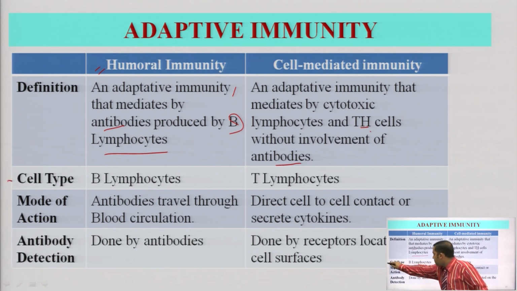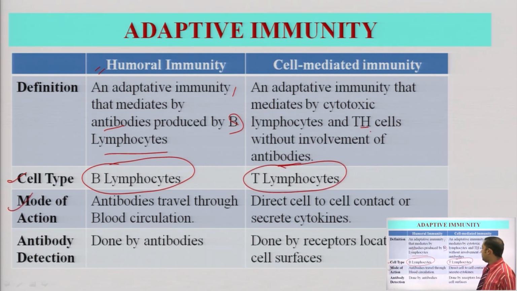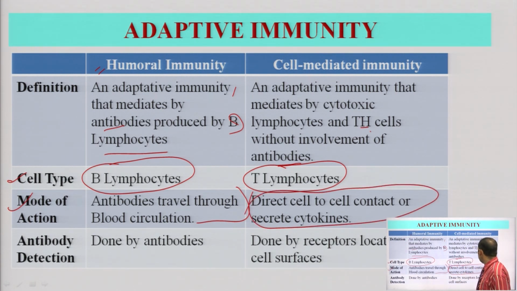Okay. So, for cell type, I have mentioned B lymphocytes here, and in this case it is T lymphocytes. Mode of action: antibodies travel through the blood circulation, and here there is direct cell-to-cell contact or they secrete cytokines. See, cytokines again come into the picture, very important, because of the presence of cytokines, lots of cells get alerted: yes, we have to do some work.